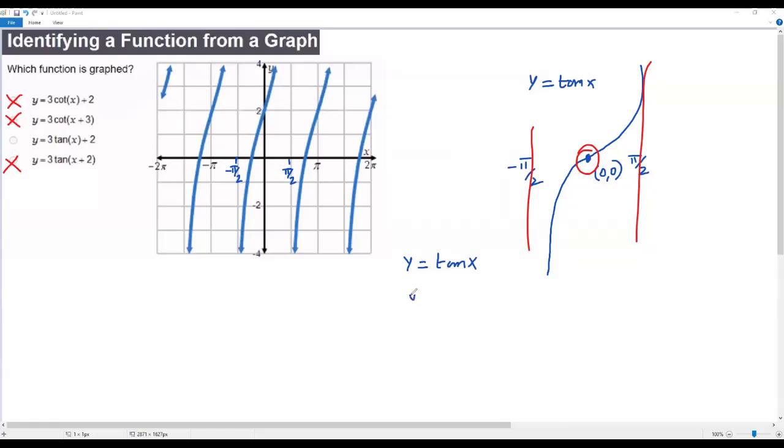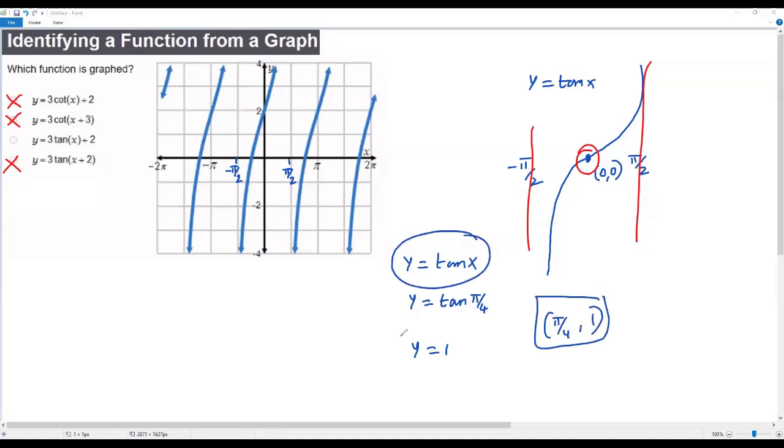Here, for example, if I plug in x equals pi over 4, what will happen? It's 45 degrees. From the trigonometric ratio table or unit circle, we can get the value of tan pi over 4. It's just 1. So when I plug in x equals pi over 4, I'm getting y equals 1. So the point I'm getting over here is (pi over 4, 1). Actually, this is a point I have on the basic tangent function.